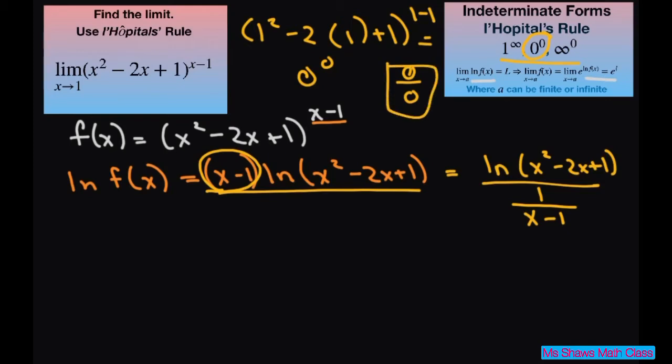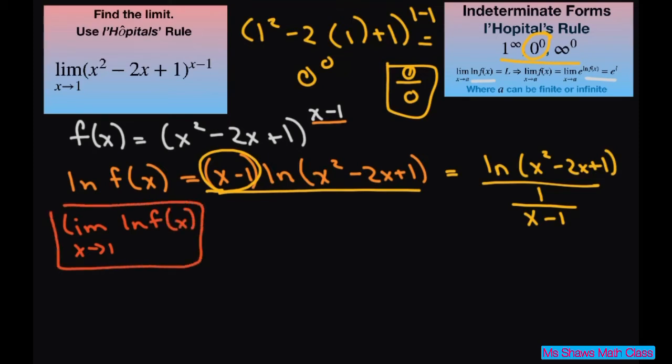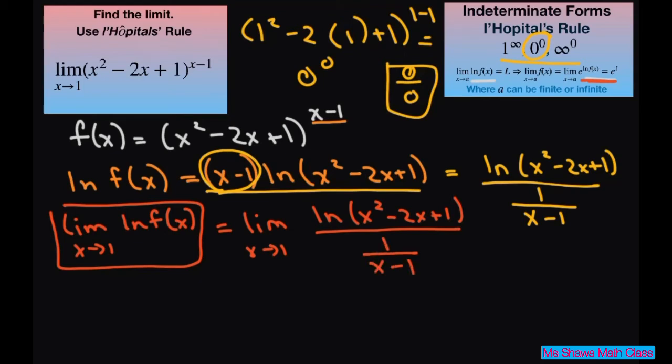And so we're basically taking the limit as x approaches 1 of ln of f of x. And this is what we're finding. And then when we find this, we'll use this formula. So this is going to equal the limit as x approaches 1 of ln of x squared minus 2x plus 1 divided by 1 over x minus 1.